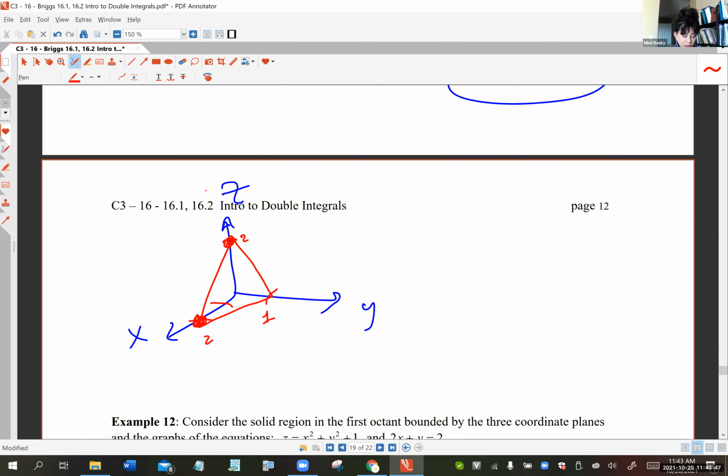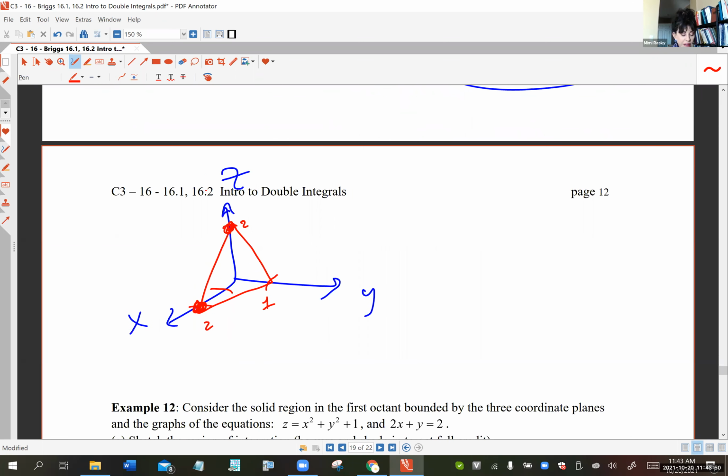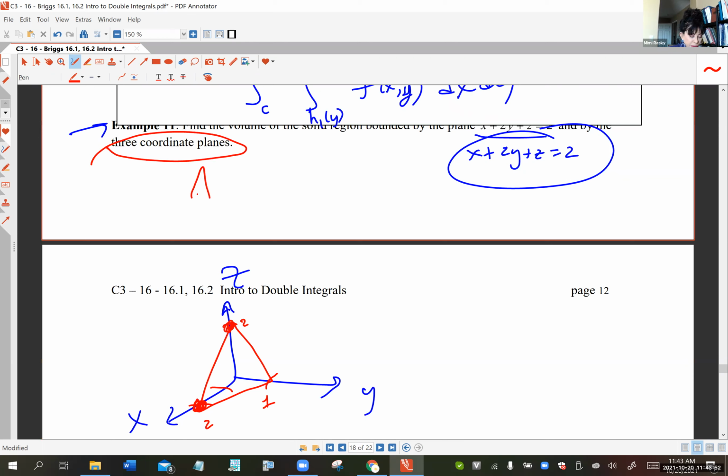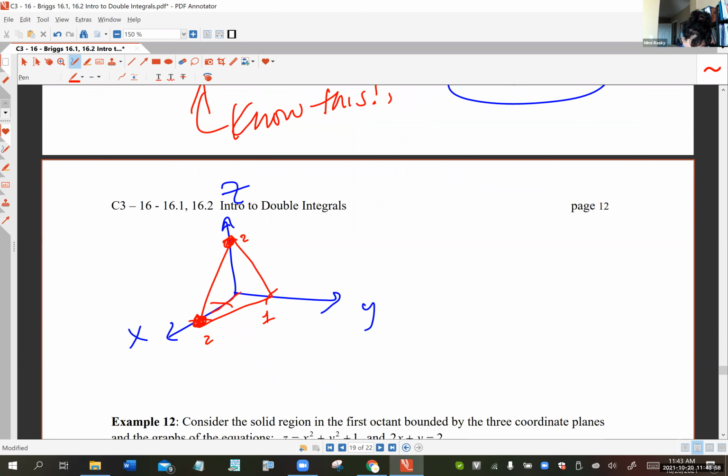Now, what are the other sides of this solid? It's bounded by the 3 coordinate planes, and you need to know this. You need to know when they say the 3 coordinate planes, what that means. Well, it's bounded below by the xy plane, so there's the base. And then this side right here is the yz coordinate plane. And then this other face here is the xz plane. So I hope you can see this kind of looks like a tetrahedron. It's a 4-sided solid. And let's go find the volume of it.